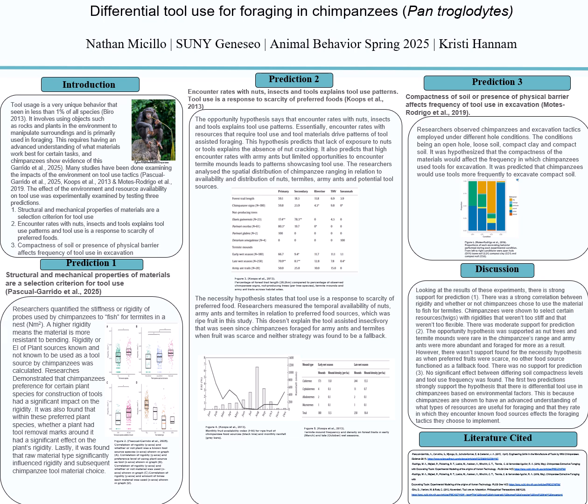And the researchers observed chimpanzees and their excavation tactics employed under different hole conditions. As previously stated, it was hypothesized that the compactness of the material covering the hole would affect the frequency in which chimpanzees used tools for excavation. It was predicted that chimpanzees would use tools more frequently to excavate the compact soil. And what do those bars mean?